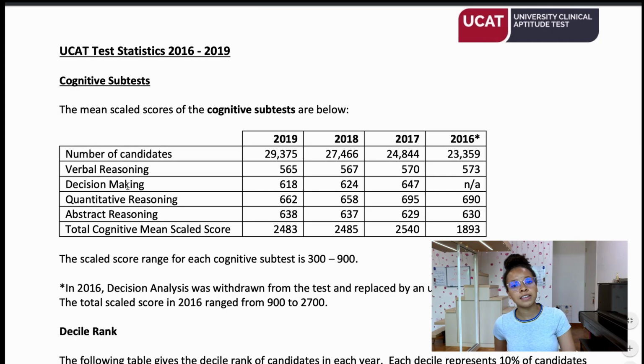So we can see from the statistics that the average score for Section 1 in 2019 was 565 and 567 in 2018. For Section 2, it was 618 and 624. For Section 3, it was 662 and 658. For Section 4, it was 638 and 637. And so the total for 2019 was 2,483, and in 2018 it was 2,485. So this gives you a rough idea of what the average scores are for each section for the last 2 years.